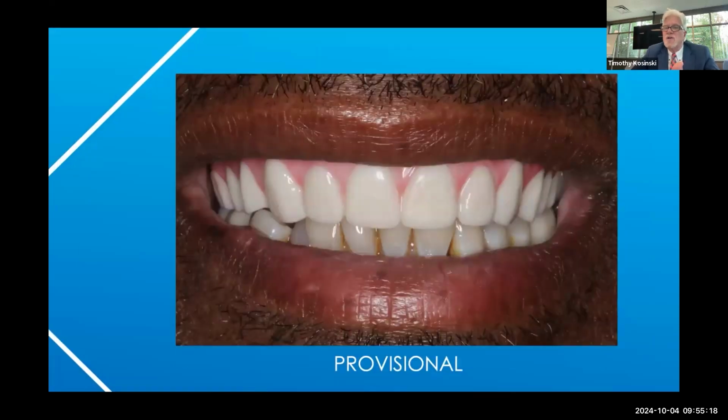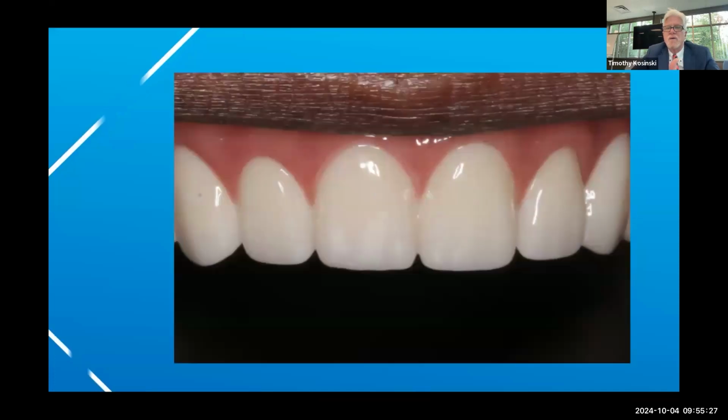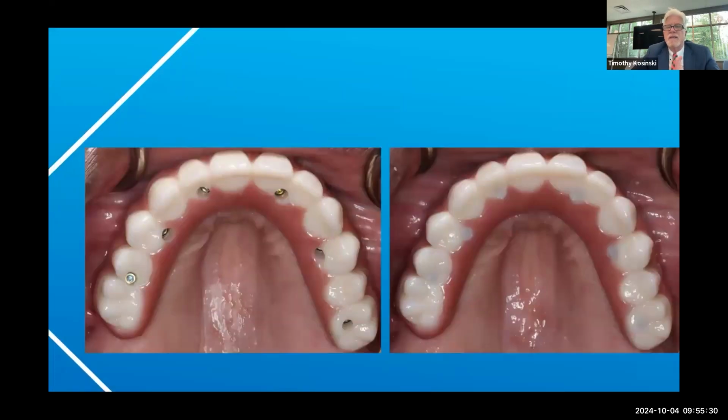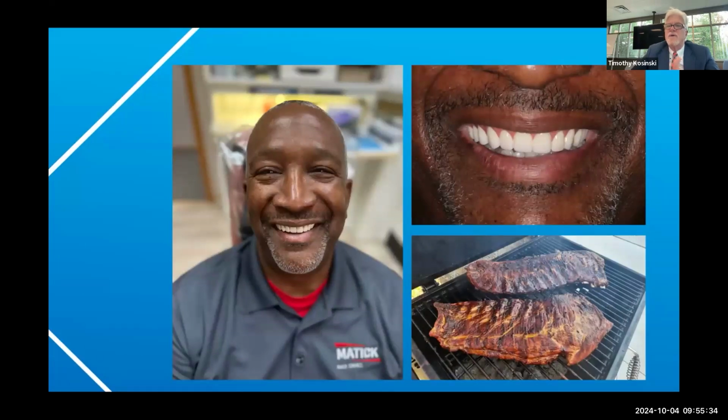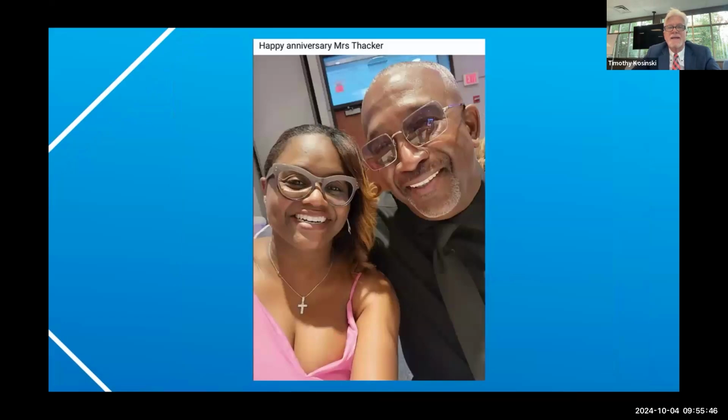We do provisionals. We can evaluate the sites, what the patient likes, what the patient doesn't like: too white, showing too much gum, not enough gum. These access holes are ideal, and we can fabricate the final Bruxer implant retained prosthesis. The patient can enjoy life, have their ribs, and improve their quality of life dramatically. And he sent this picture for his anniversary.